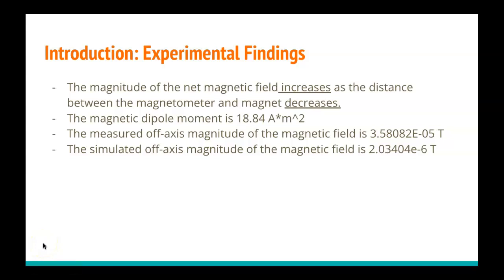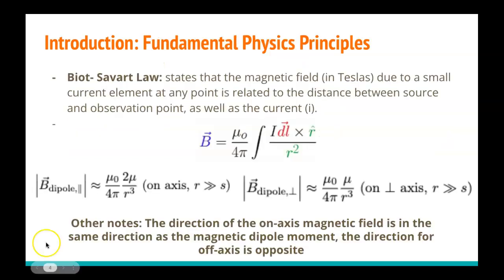I want to give a brief preview of the experimental findings of the lab. The magnitude of the net magnetic field increased as the distance between the magnetometer and the magnet decreased. The magnetic dipole moment was found to be 18.84 amperes square meters. The measured off-axis magnitude of the magnetic field was 3.58 times 10 to the negative 5 teslas, and the simulated or computational model of the off-axis magnitude of the magnetic field was found to be 2.03 times 10 to the negative 6 teslas.